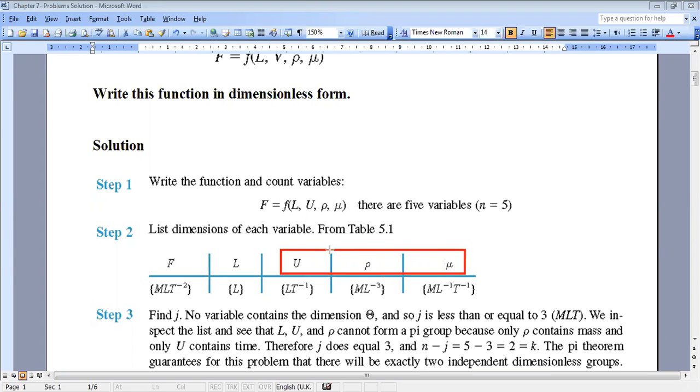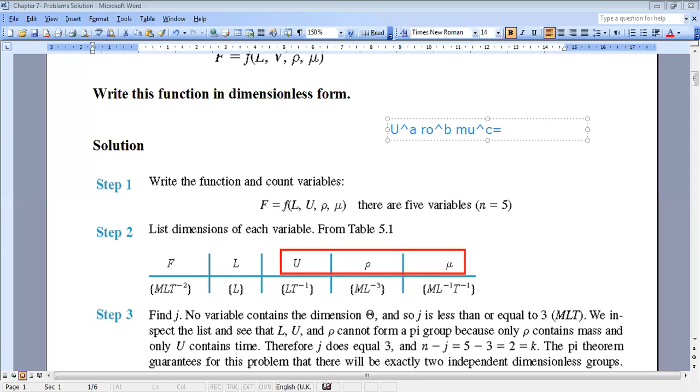How to make sure? To make sure, I do a test. But because the test takes more time, I always try to find the answer in a quick way first. If I was not able to find it in a quick way, I can test whether they form a group or not. How to do the test? I should try to find a combination: U to the power A times rho to the power B times mu to the power C. If I can find A, B, C in a way that I form a group.